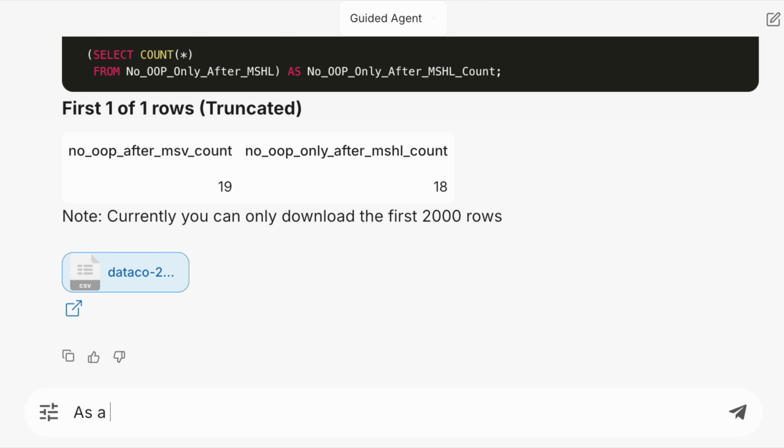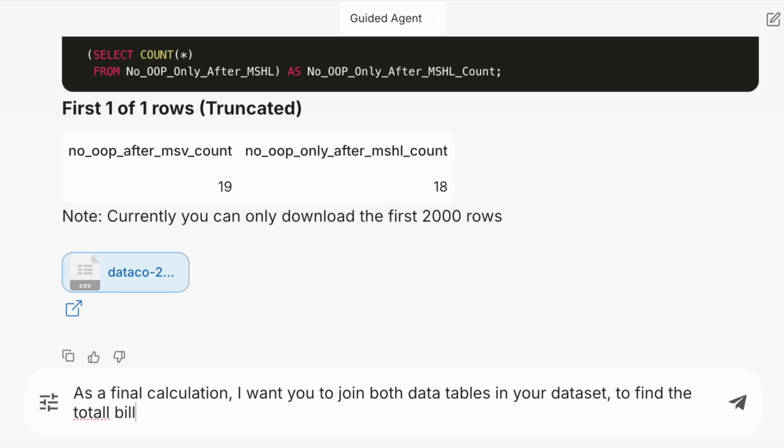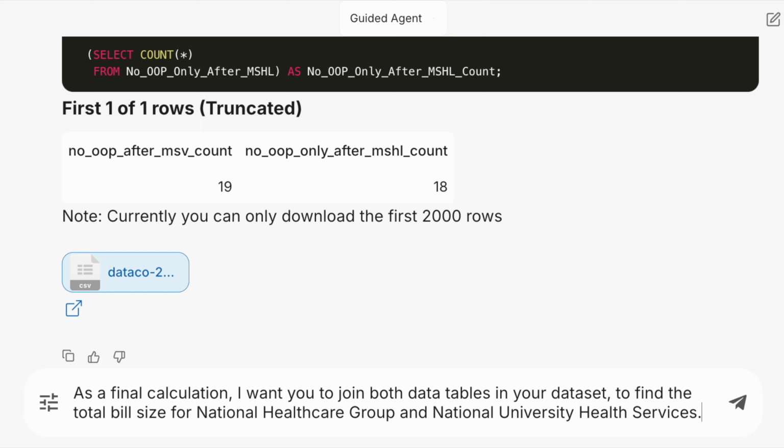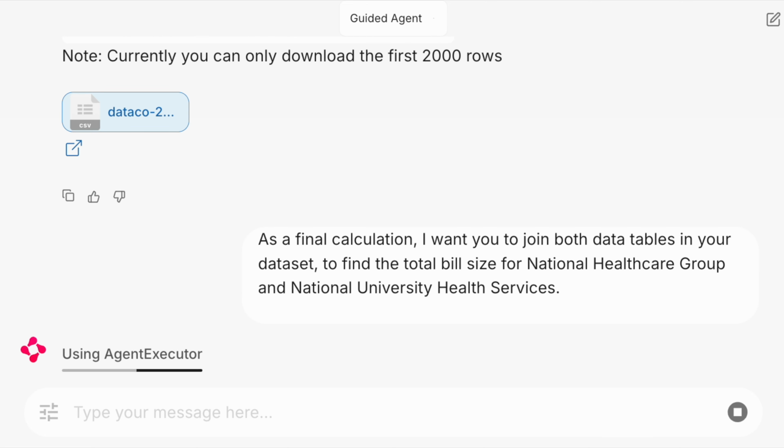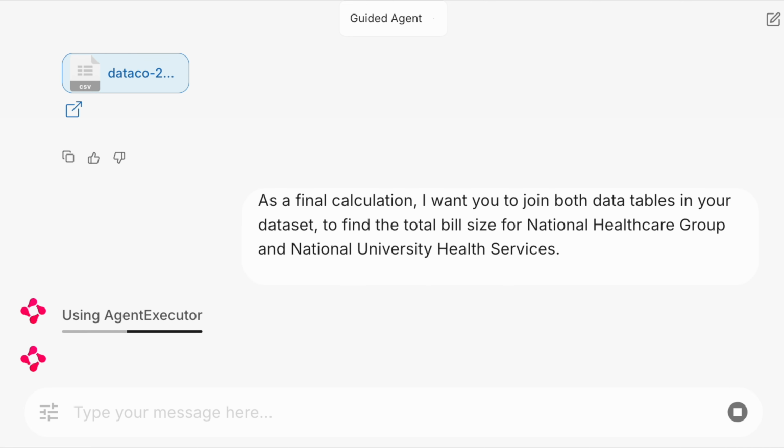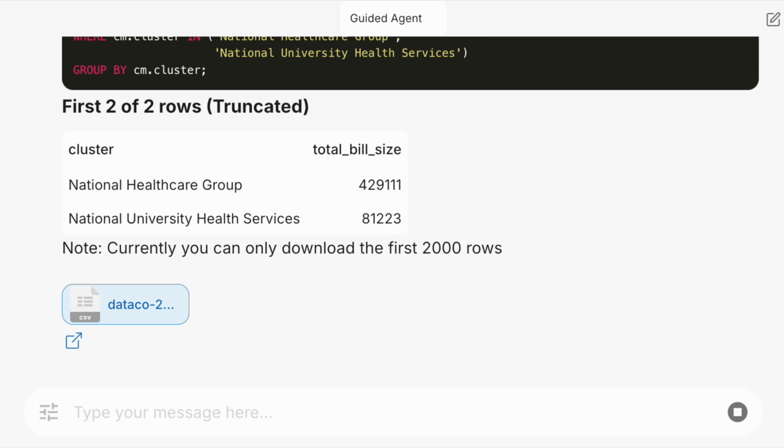Right, let's not tease Sense any further. As a final demonstration, let's ask Sense to join both data tables in our dataset to find the total bill size for National Healthcare Group and National University Health Services. And voila, data merging and calculation has never been easier.